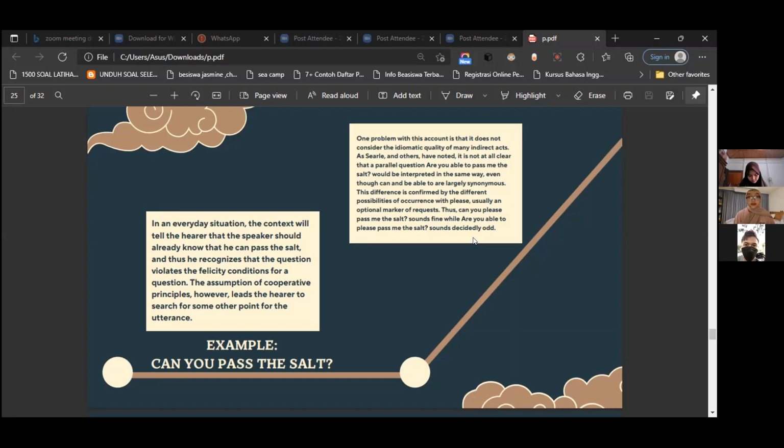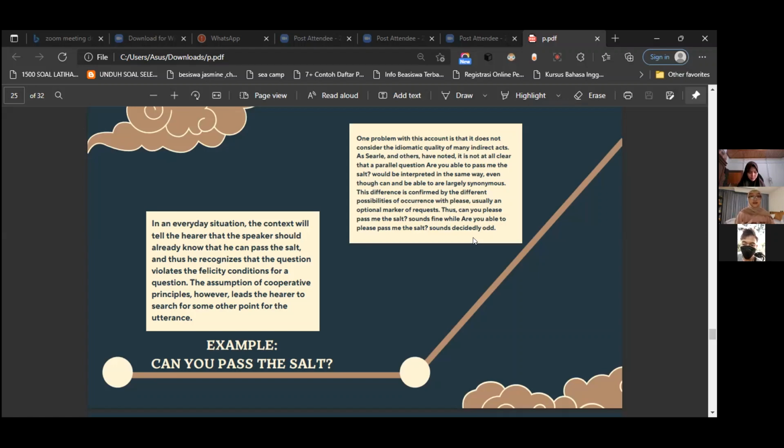From these pieces of knowledge, the hearer infers that the speaker's utterance is likely to be a request. One problem with this account is that it does not consider the idiomatic quality of many indirect acts. As Searle and others have noted, it is not at all clear that a parallel question, "are you able to pass me the salt," would be interpreted in the same way, even though "can" and "be able to" are largely synonymous.